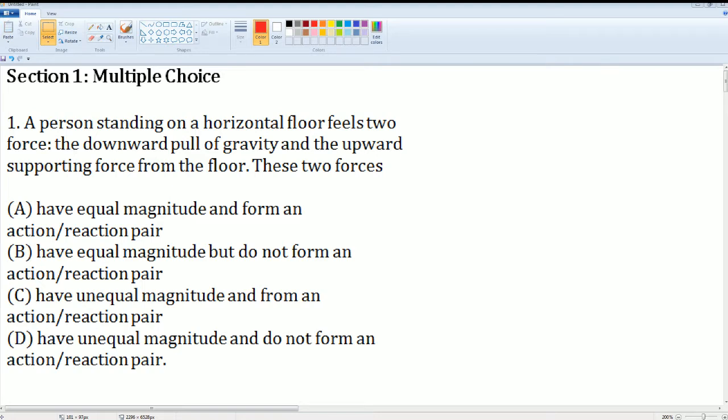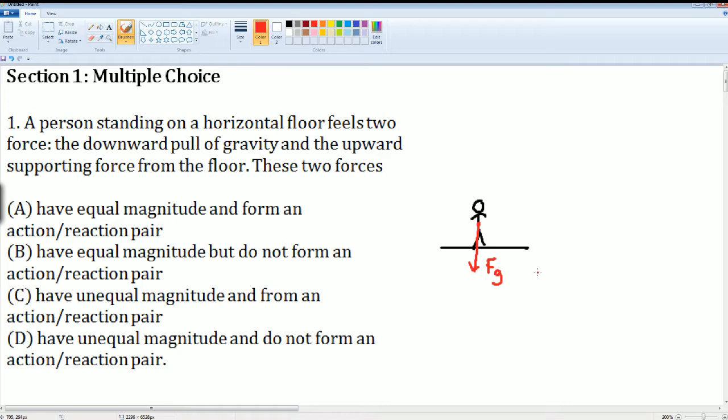You have number 1. The issue here is that you're going to notice that there is a person standing on a horizontal surface. So let me draw that for you here. Okay, that is our horizontal surface. And there is a person standing right there. Here is our person. And there's a force of gravity pulling down on that person. Okay, so this is force of gravity.